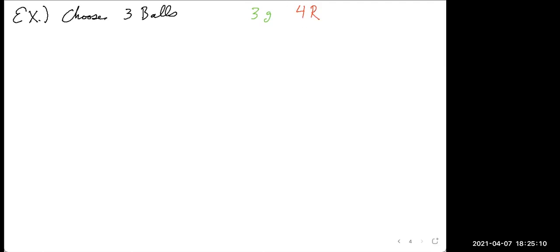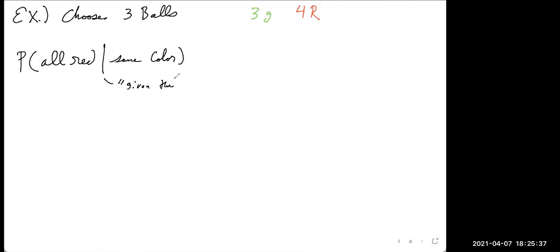And we want to know the probability that we choose all red, given that we got the same color. Okay. So we're going to choose 3. We have 3 green, 4 red. We want to know the probability of all red, given that they're the same color.